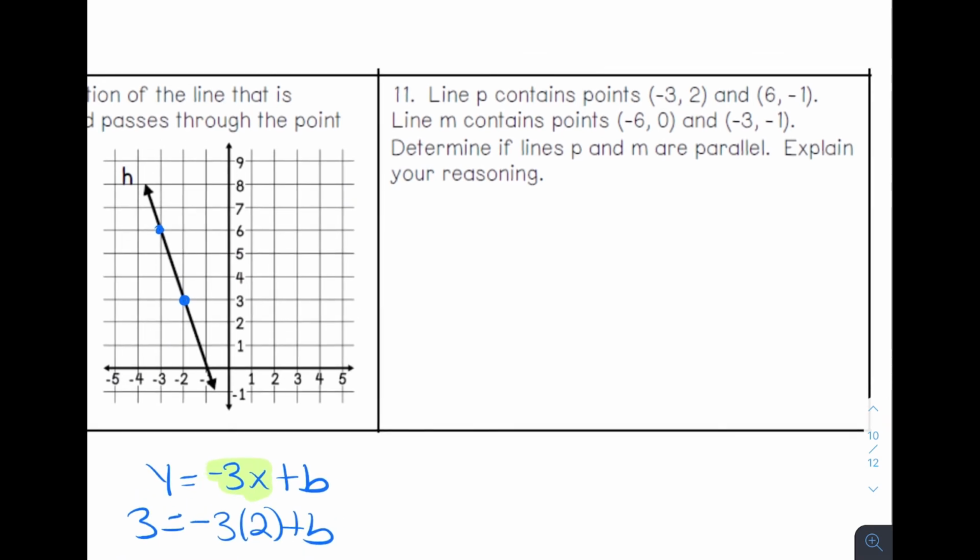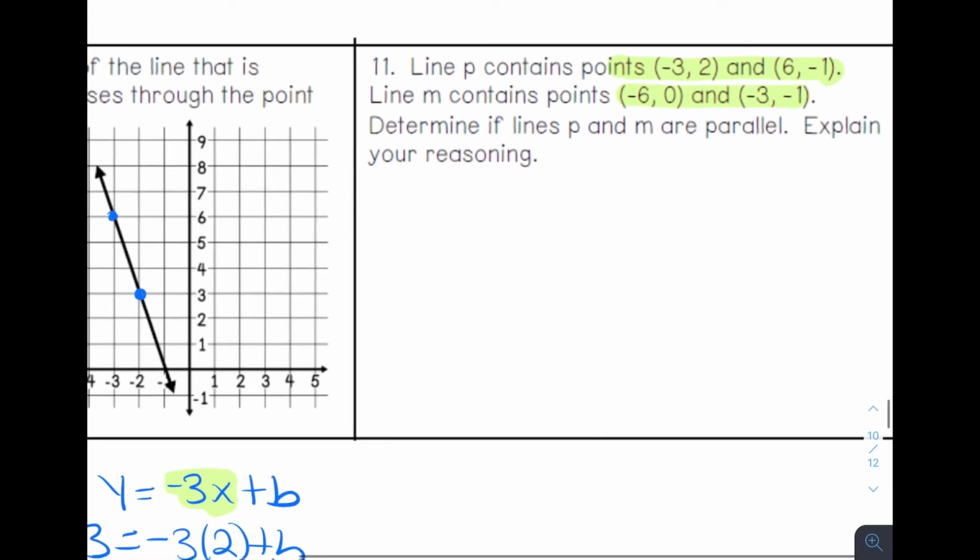Okay, the next one says line P contains points, and line M contains these points. Determine if line P and M are parallel. Explain your reasoning. Since they give me two sets of points, I'm going to use my formula to find slope and see if they have the same slope. If they don't have the same slope, they obviously are not going to be parallel. So I'm going to work through it. I'm going to write my formula here one more time. And I'm going to do line P first.